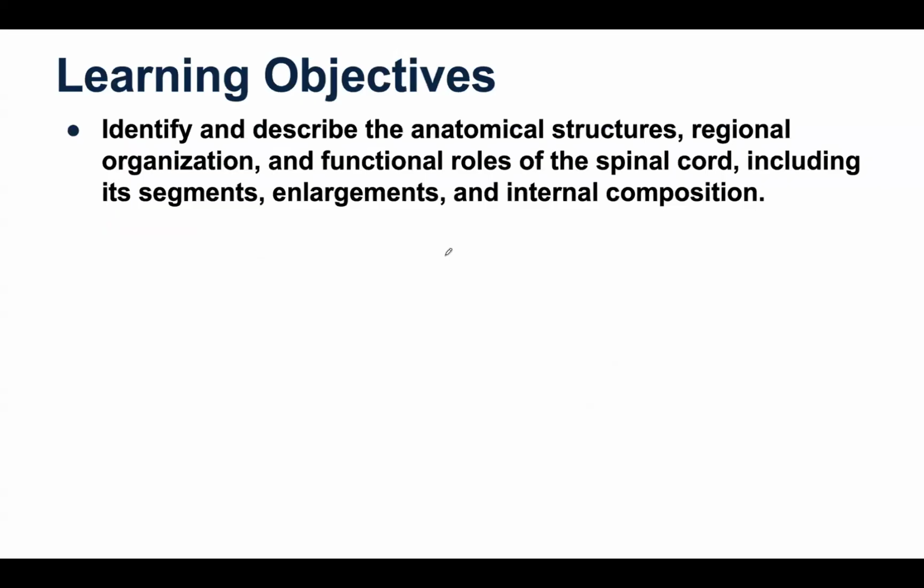In this video, we will be discussing the basics of the spinal cord. After our discussion, we should be able to identify and describe the actual structure of the spinal cord. We'll talk a bit about the regional organization, particularly in terms of segments, which is kind of a complex idea. We'll talk a little bit about functional roles, the two enlargements, and a bit about the internal composition. If you remember, we did discuss the internal composition of the spinal cord a bit earlier on in the year, so that should be a nice review.